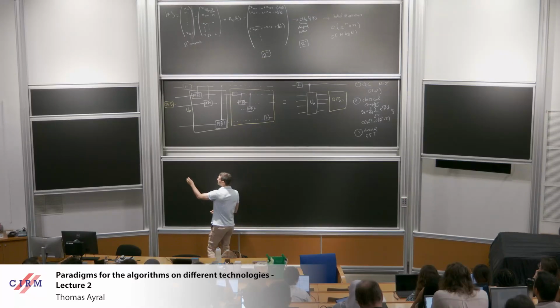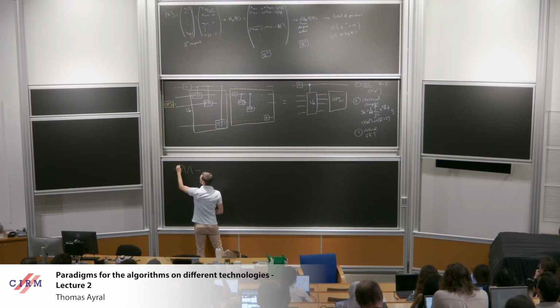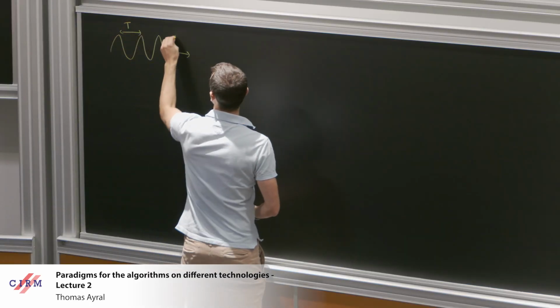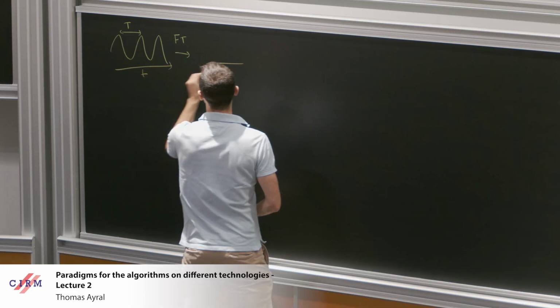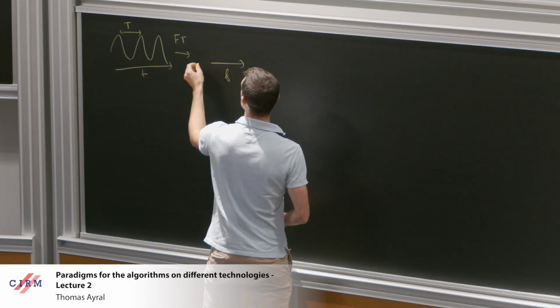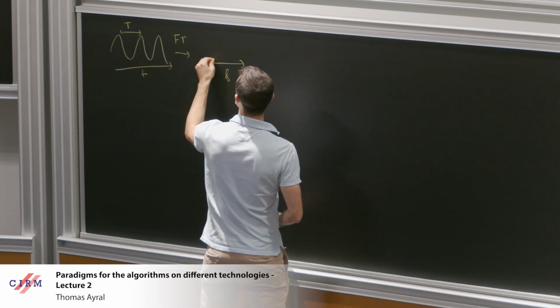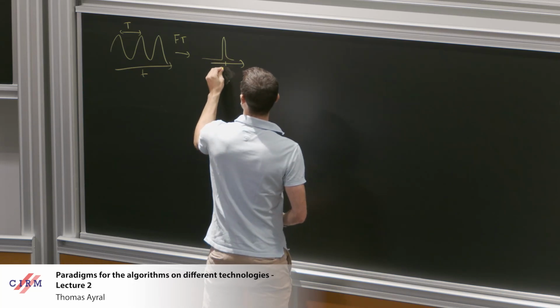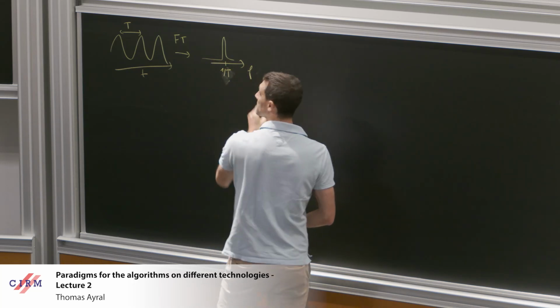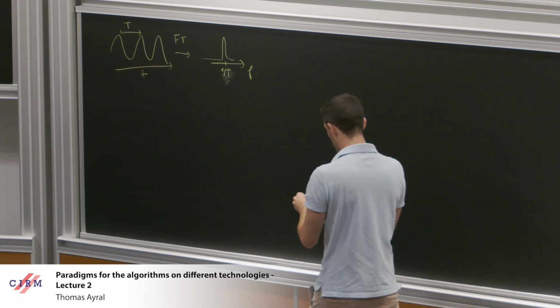So you know that if you input a periodic signal here with a period t to a Fourier transform, then if this is, for instance, time and this is frequency, what you expect to see is a signal which is going to be peaked at 1 over t in frequency. Okay, so this is what you expect to see when you do a Fourier transform.